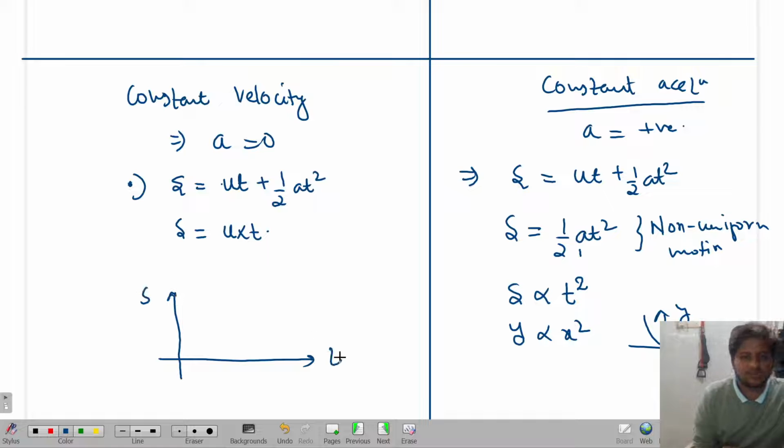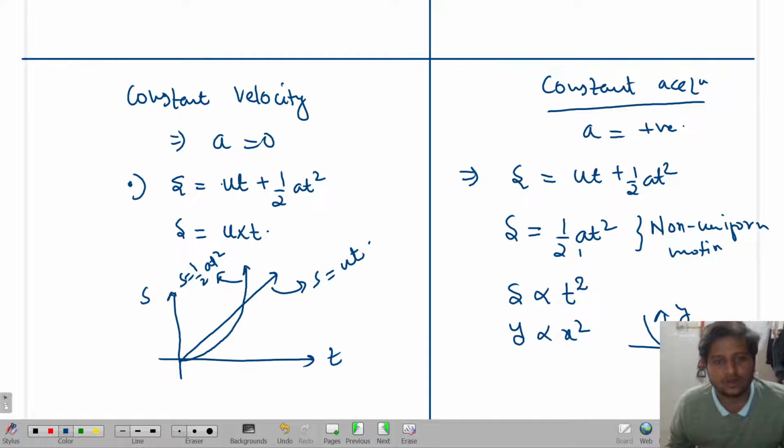Displacement with respect to time, if it is a constant velocity, it will be a linear graph. If it is a non-constant velocity, that is non-uniform motion, where constant acceleration is present, displacement will have an increasing graph. So this is displacement for half at square, and this is displacement for u into time t. Understood or not? Tell me, guys, are you able to understand or not? Yes, sir.